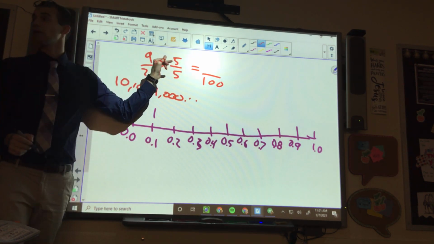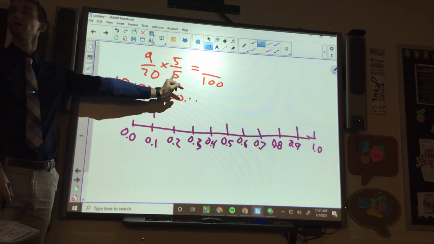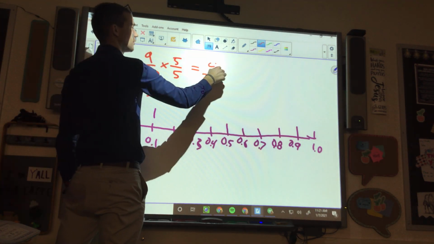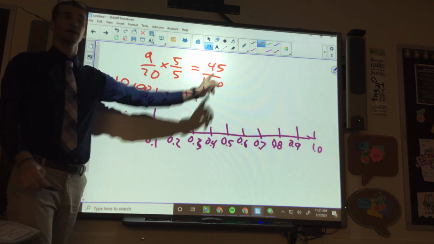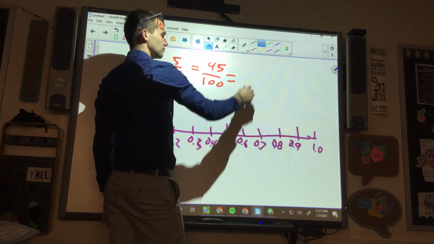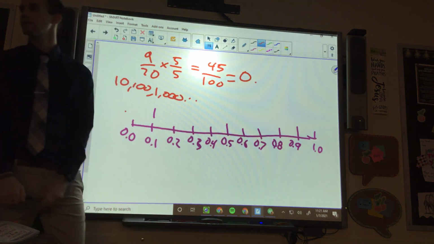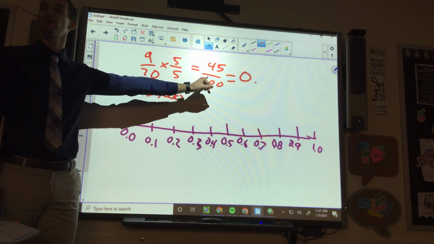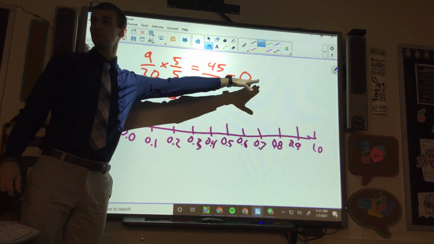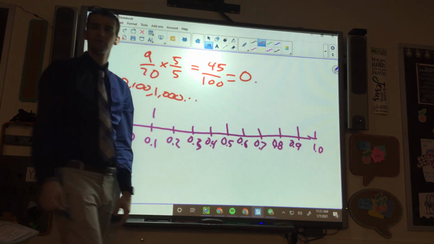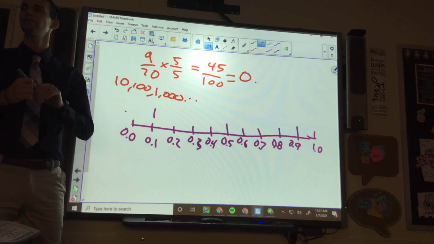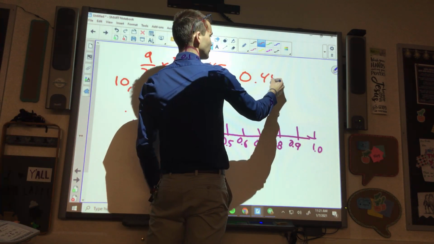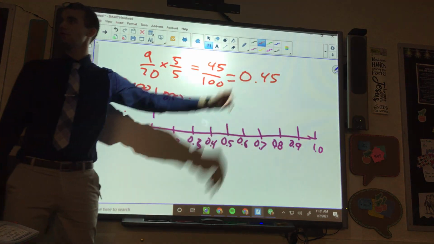So we're changing the way the fraction looks, multiplying by 5 over 5. 9 times 5 is 45. So 45 hundredths would become what decimal? 0.45. 0 point, over 100, 45 hundredths turns into 4, 5. 45 hundredths is 0.45.